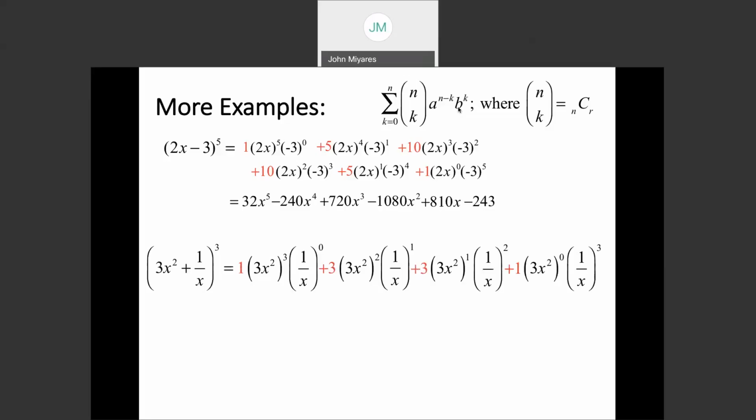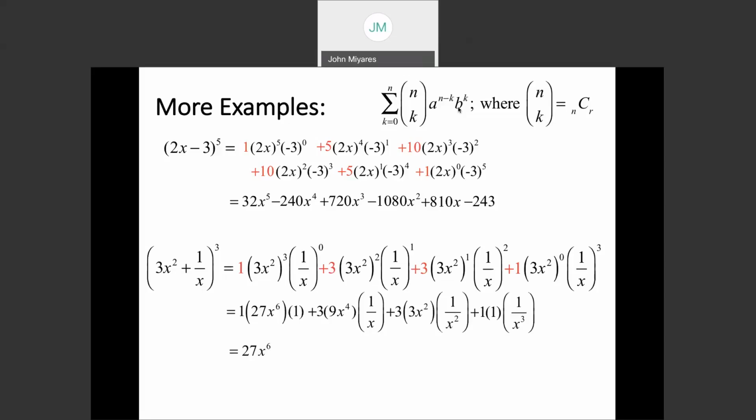Then we have to expand everything out. In the first term, 3 cubed is 27, x squared cubed is x to the sixth, and then 1 over x to the 0 will just be plain old 1. In the second term, 3x squared squared will be 9x to the fourth. In the third term, we have 3 times 3x squared times 1 over x squared. And in the last term, we'll have 1 times 1 times 1 over x cubed.